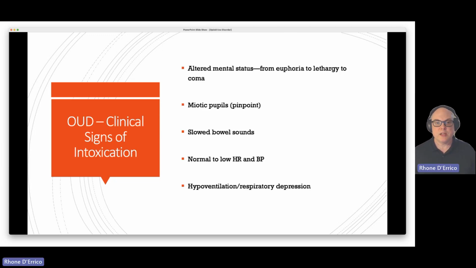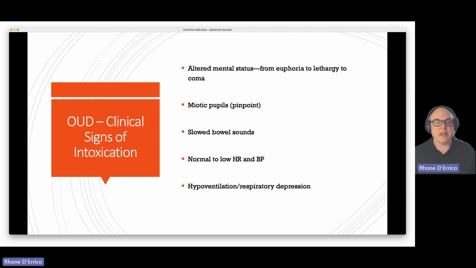So first, let's talk about clinical signs of intoxication. These are things like altered mental status. So from euphoria, getting high, they can even be very energetic. That's an altered mental status, and all the way up to lethargy and coma from overdose. Miotic pupils, which are pinpoint pupils, that's a sign of intoxication. Very dilated pupils, mydriasis, that is a sign of overdose. So that can be a sign of OUD in extreme overdose, because of anoxia you get that mydriasis. So you do see that. Slowed bowel sounds, normal to low heart rate or blood pressure, hypoventilation or respiratory depression. So these are some signs of clinical intoxication.